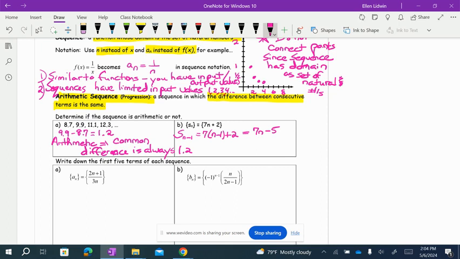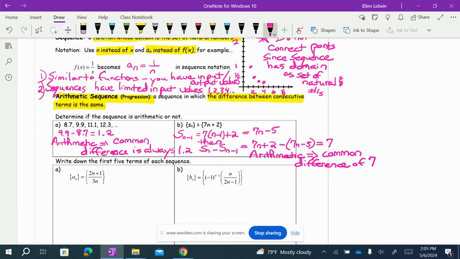So if I wanted to find a common difference to determine if it's arithmetic, I would take S sub n minus S sub n minus 1, which means I take 7n plus 2 minus 7n minus 5, and I get a value of 7. It is arithmetic because the common difference is 7. To be arithmetic, it has to be the same difference between each term, and we have a common difference of 7 in this formula.